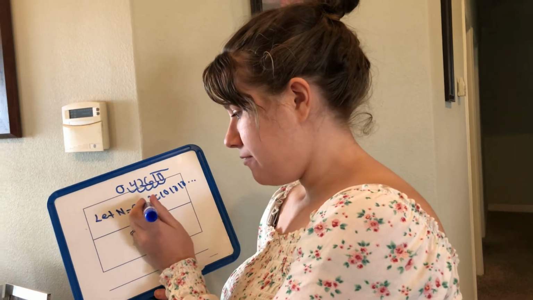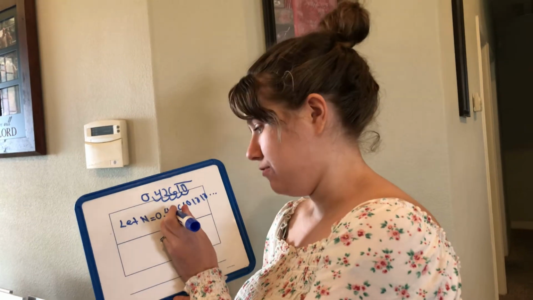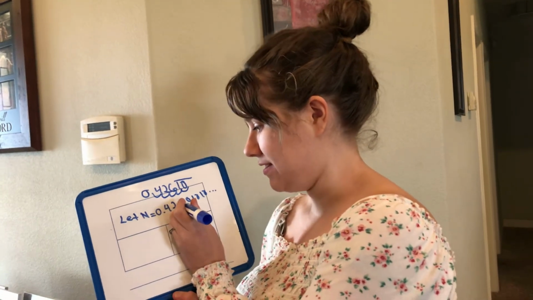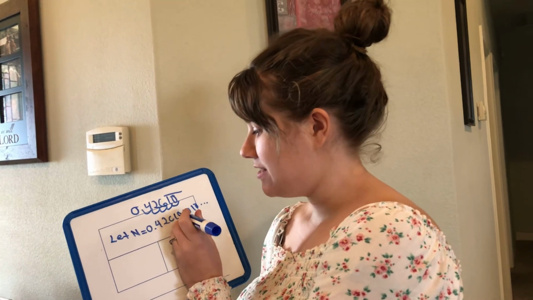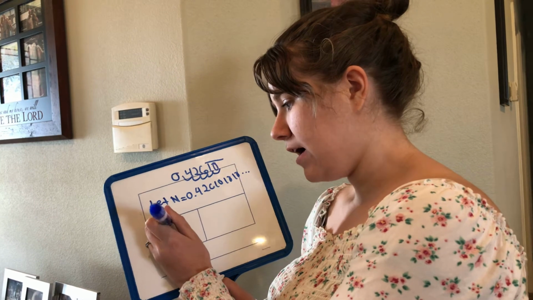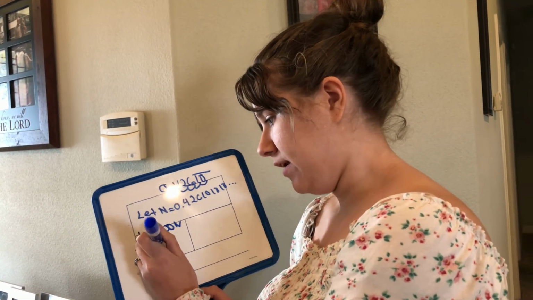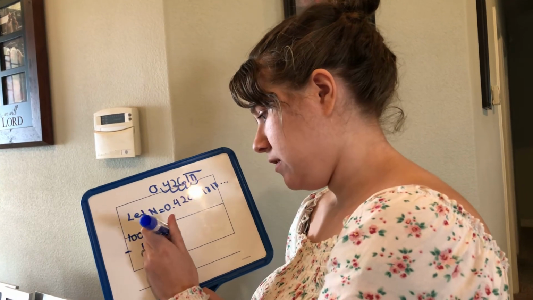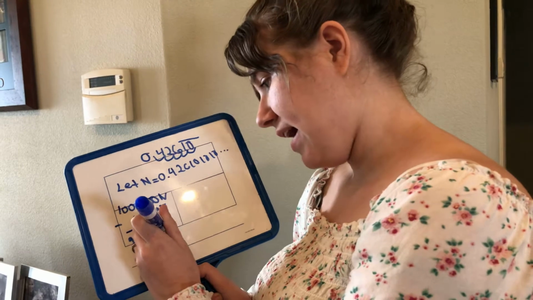And we find out the 4 is in the tenths place, the 2 in the hundredths place, the 6 in the thousandths place, the 1 in the ten-thousandths place, and the 0 in the hundred-thousandths place. So our n is 100,000n minus 1,000n, and we end up with 99,000n as this side of the problem.